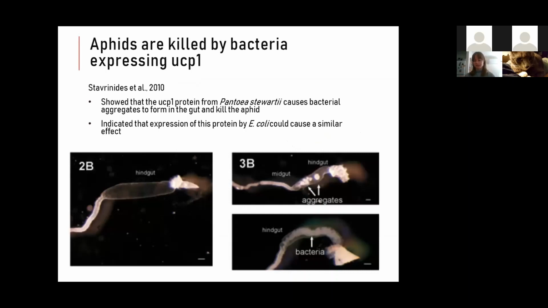So the toxin that I chose is this UCP1 protein from Pantoea stewartii, which is a bacteria that colonizes plants that aphids can feed on, and it is pathogenic to them. And the way that it does that is it forms these little bacterial aggregates in the gut, and that will clog up the aphid's gut and cause them to die. And there was some work by another group who characterized this that indicated the expression of this protein by E. coli could cause a similar effect, although there wasn't a lot of data on that, so we were curious to see whether we could apply it to our setup.